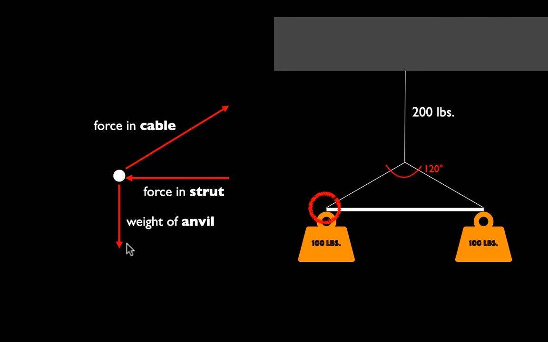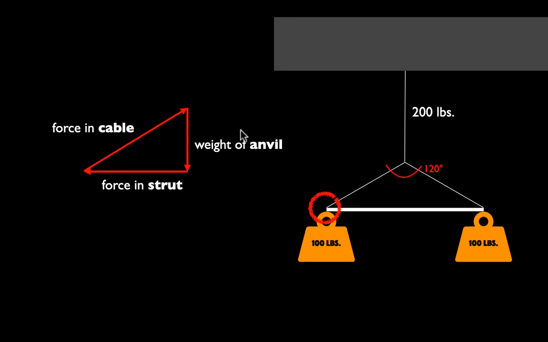A vertical load here, the weight of the anvil, gets translated into a much shallower cable here, which means a greater load within the cable, and therefore a greater horizontal load within the strut, right? Shallower angles typically mean larger internal stresses to take care of the same external force.